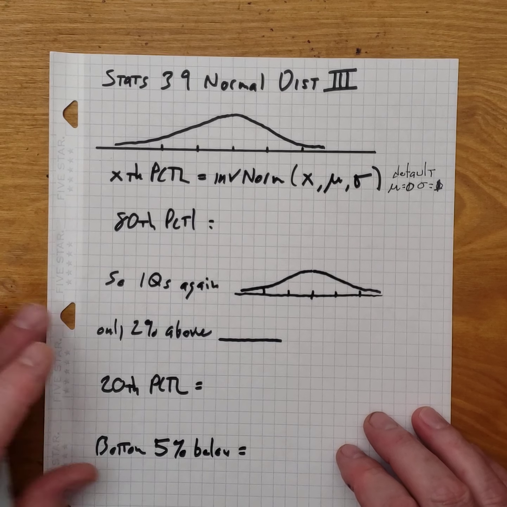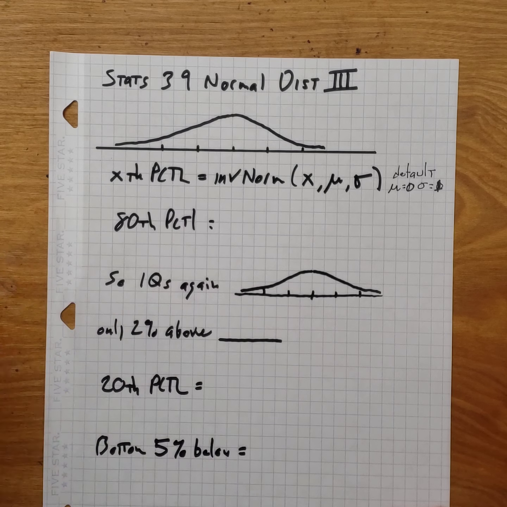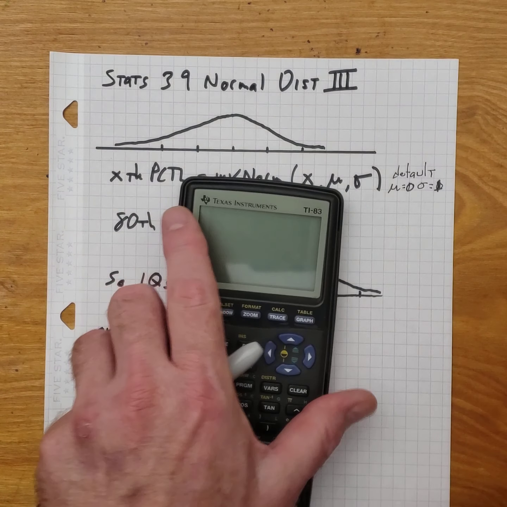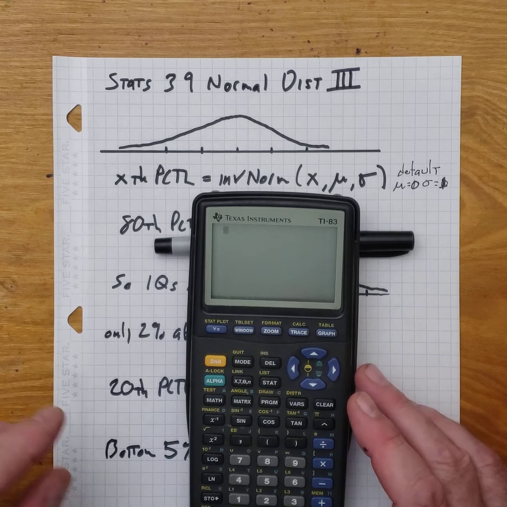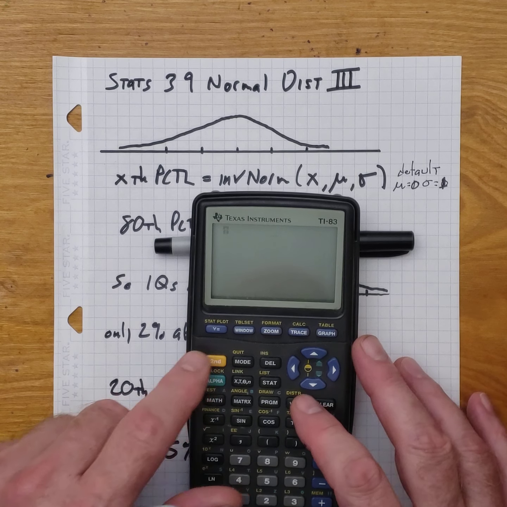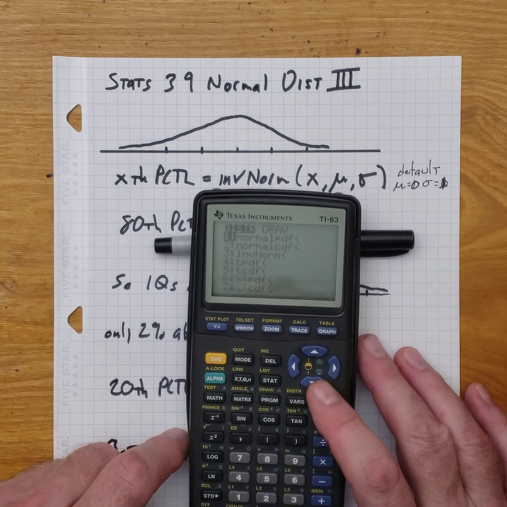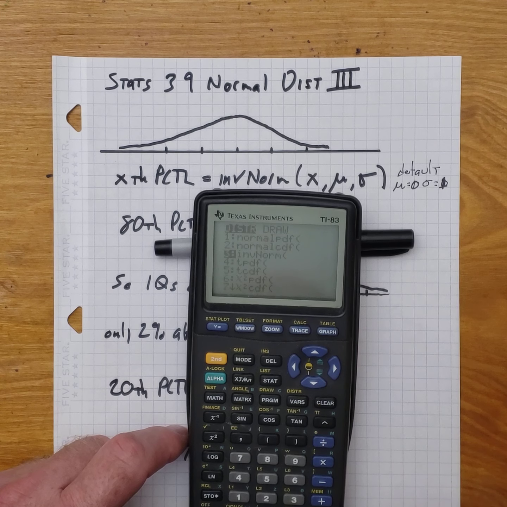So I'm kind of looking for that dividing line between the top 20% and the bottom 80%. And we're going to use the calculator for this again. Of course, there's no way we can do it by hand. And the function we're going to use is inverse norm. It's the inverse function for the normal distribution, which is what we used last time. And it's in the same place. We go to second vars. That gives us our distributions. And we go down to inverse norm.